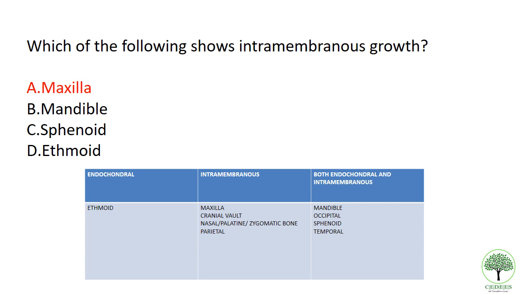So the best way to tackle these questions on intramembranous and endochondral growth is to look at the table and put them under whether they are endochondral, intramembranous, or both. So remember that the ethmoid is endochondral. The maxilla, the cranial vault, the cranial sutures, your nasal bone, your palatine bone, zygomatic bone, and the parietal bone are all intramembranous ossification, whereas your mandible, occipital, sphenoid, and temporal bones show both endochondral as well as intramembranous patterns of growth.